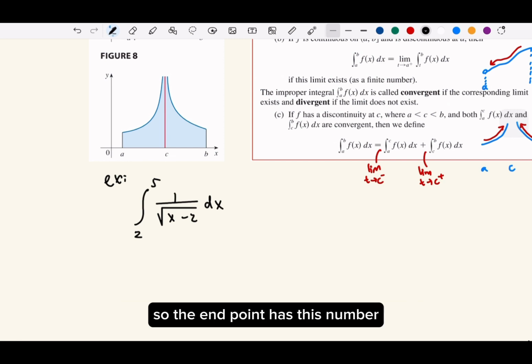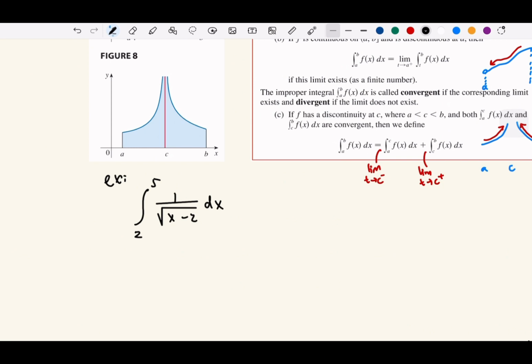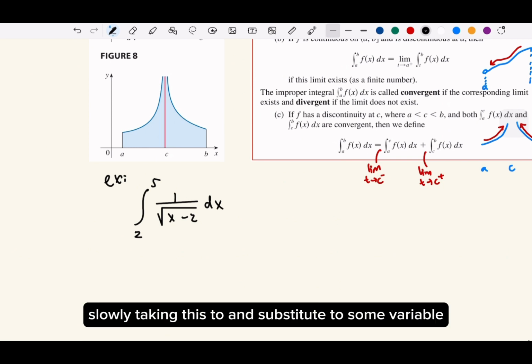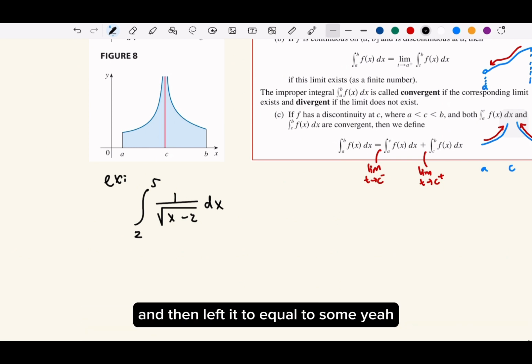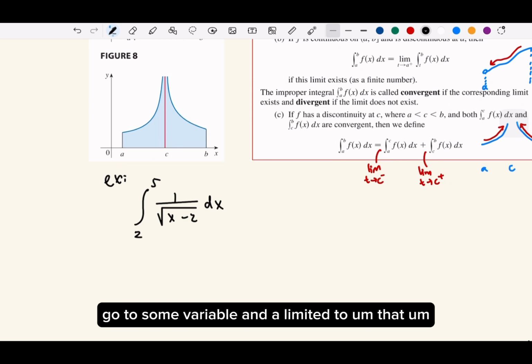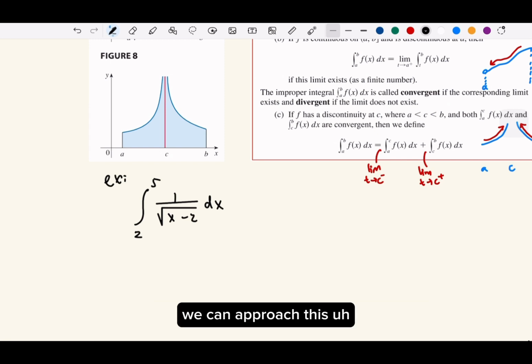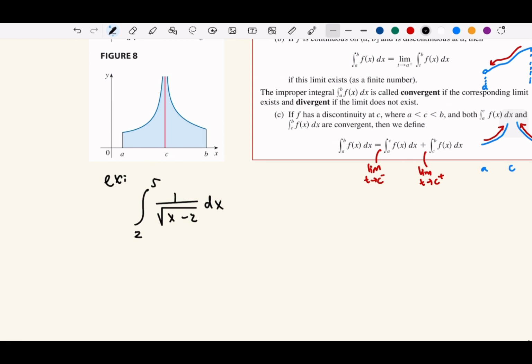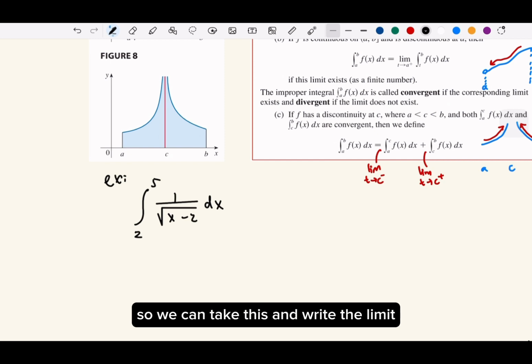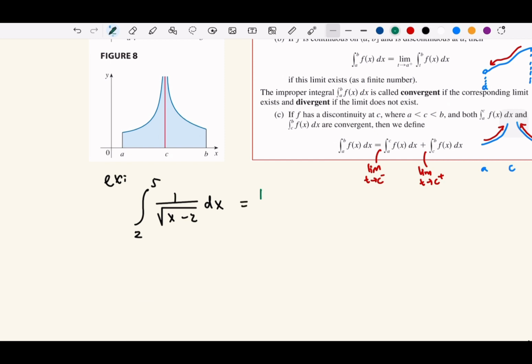So the endpoint has this number 2, which means that we need to slowly take this 2 and substitute it with some variable, let the 2 be replaced by some variable, and then we can approach this using a limit. Okay. So we can take this and write the limit.